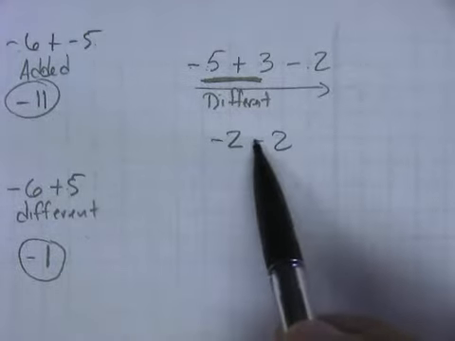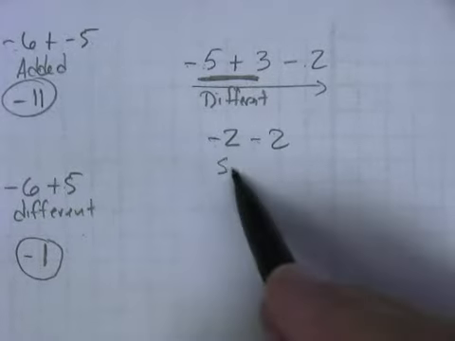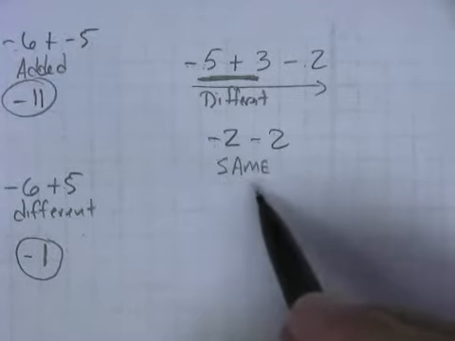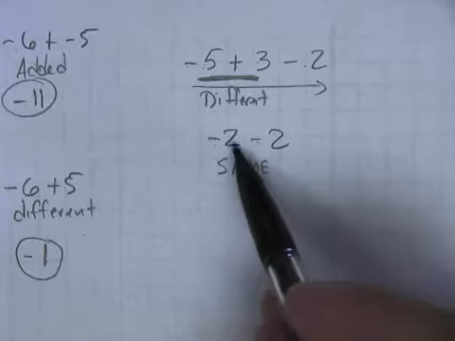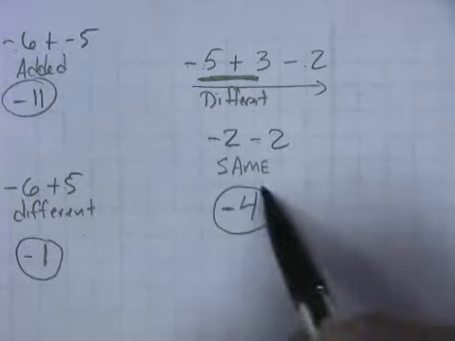This is negative and this is positive. I'm sorry, this is negative and this is negative. So they're both the same. And now we have to switch over and use the same sign rule. Same sign rule says we add them together. So then we add them. That's 4, and you keep their sign in the answer.